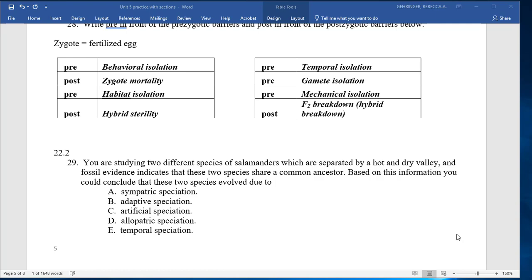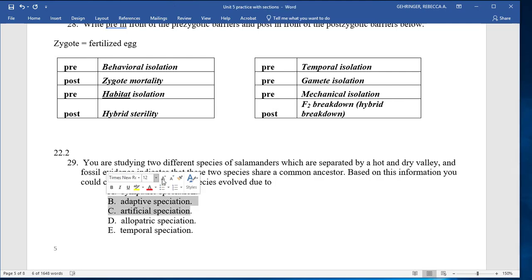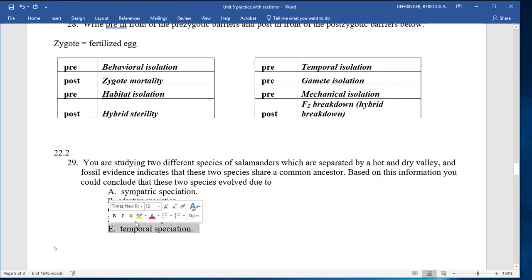So is a hot and dry valley a geographic barrier to a salamander? Absolutely. So if we look at these answers, there's only two kinds of speciation we talked about in class. The rest of these answers are all made up to fill up letters. So the two kinds of speciation we talked about were sympatric and allopatric. So we can get rid of B and C. Again, we'll just make it small. And we can get rid of E. Those are all lies. So sympatric and allopatric.